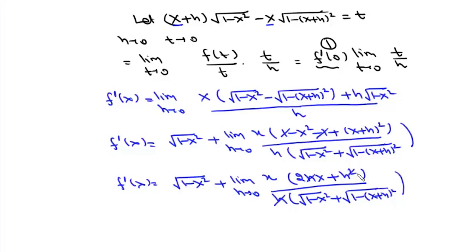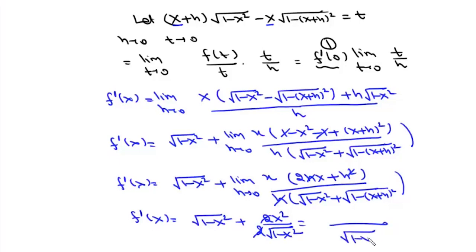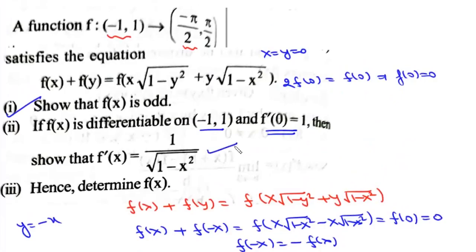Now we'll cancel this h and we'll put this limit h tends to 0. So we'll get this f dash x as under root of 1 minus x square plus 2x square upon 2 times under root of 1 minus x square. Now this 2 and 2 will cancel. Now we take this LCM, which will be under root of 1 minus x square and 1. So we have proved that f dash x is 1 upon under root of 1 minus x square. And that's our second part. f dash x is 1 upon under root of 1 minus x square.